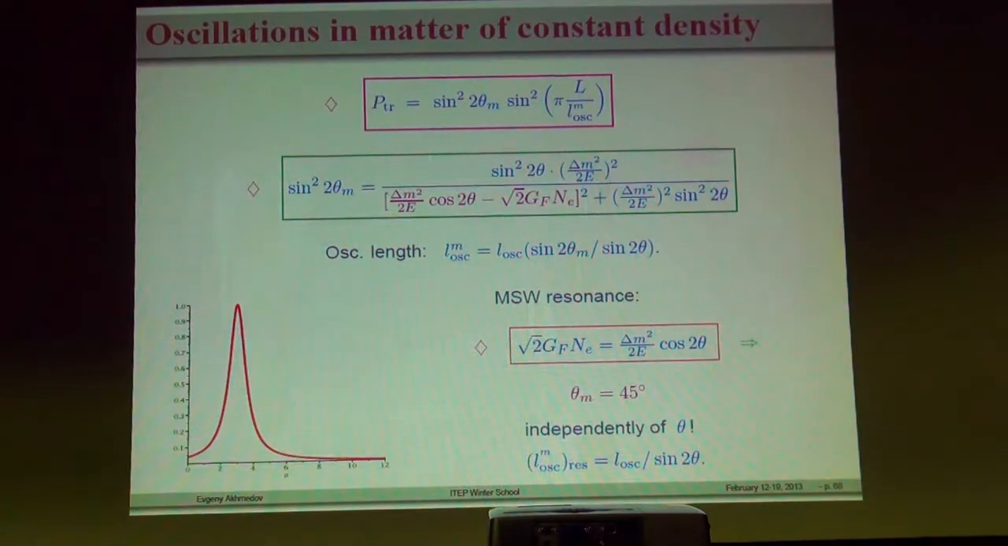For example, if our density changes from a very high value to a very small value, like the density of matter in the sun, then you will see that irrespective of the distance traveled by neutrinos, one can have a very strong transition from one flavor to another. Let me try to explain how it happens.